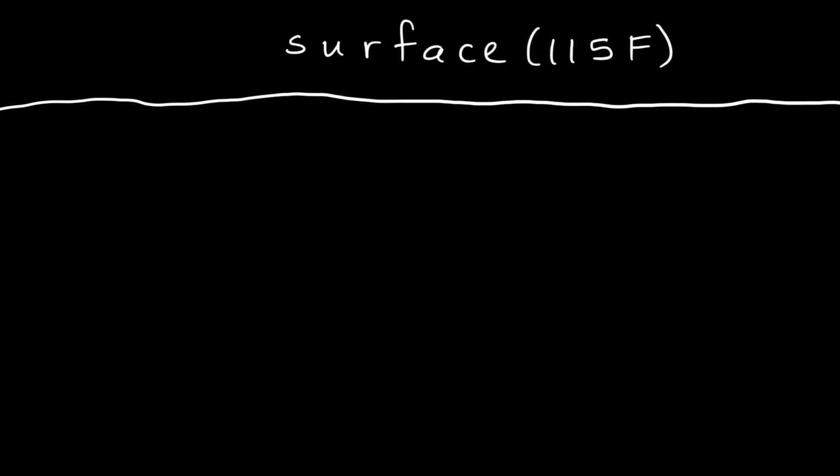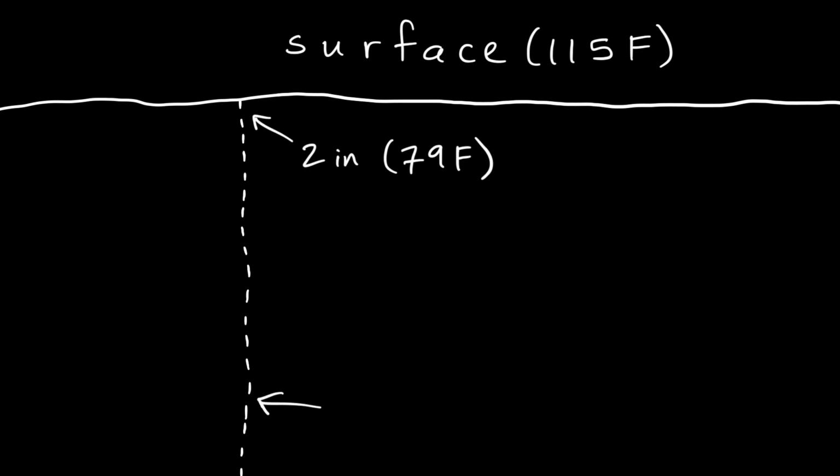Measurements from one dune system showed that daytime surface level temps could get as high as 115 degrees Fahrenheit. Going just 2 inches below the surface, the temperature got as low as 79 degrees. Going about 3 feet under, the temperature dipped as low as 66 degrees. The difference at the surface is much less gradual. You don't need to go very deep.